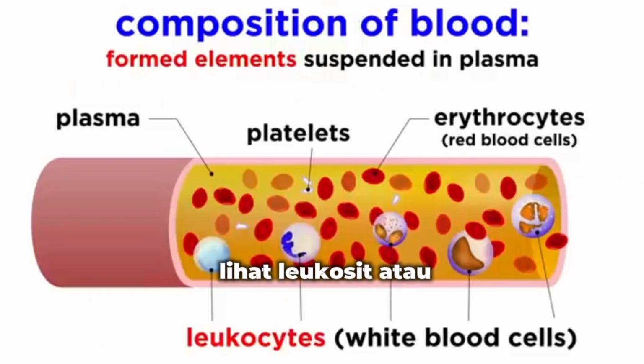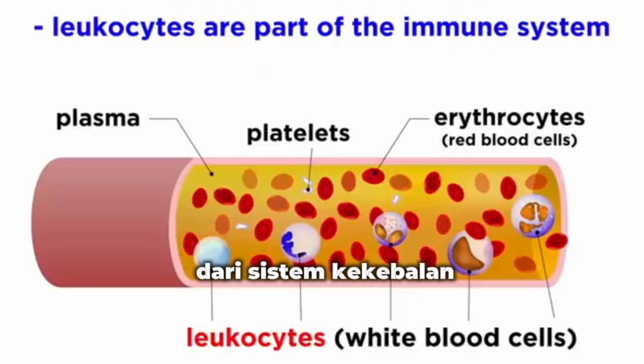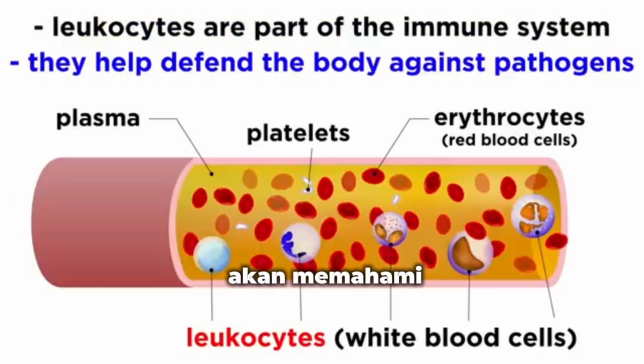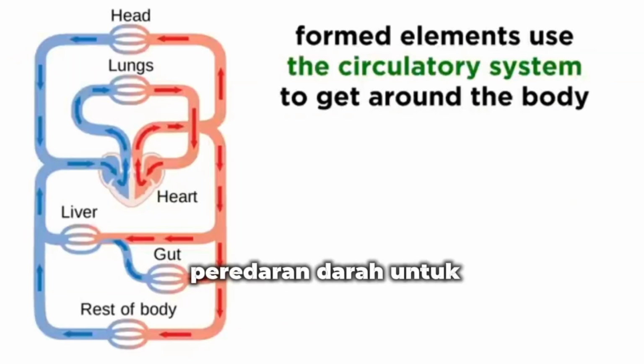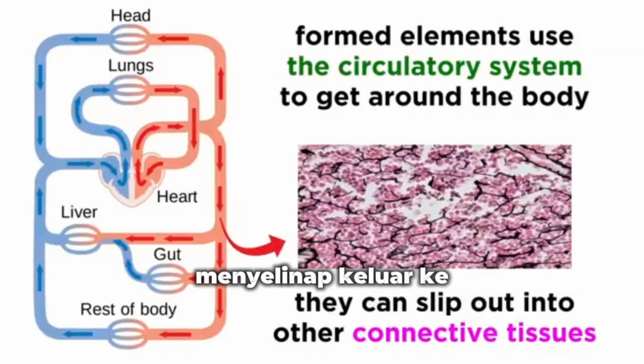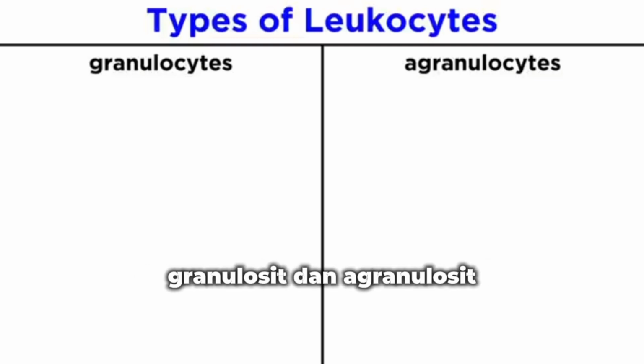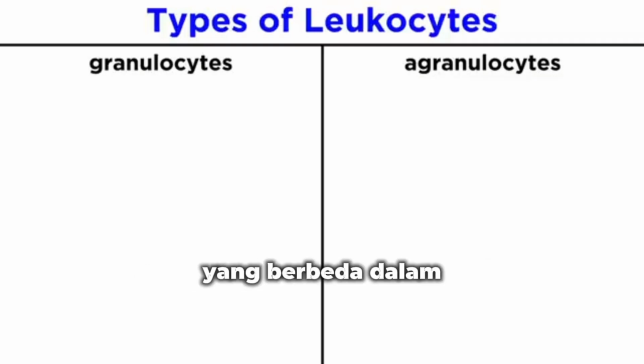Next, let's look at leukocytes, or white blood cells, which, unlike the far more abundant red blood cells, are complete cells with nuclei and organelles. These are part of the immune system, which we will discuss in greater detail later, but for now we will just understand that these help us defend against pathogens and other harmful things. These use the circulatory system to get around the body, but they can also slip out into other connective tissues to do their work.